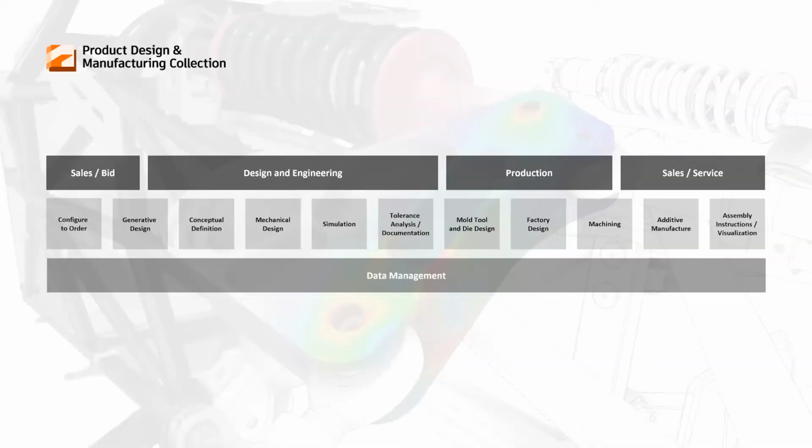In this session, I will talk about the product design and manufacturing collection. It includes the tools you need to develop your ideas, simulate them to make sure they work, analyze dimension tolerances, create CAM toolpath with different strategies, and optimize your factory layouts. And all the data for every tool you use is stored and managed in a secure project.